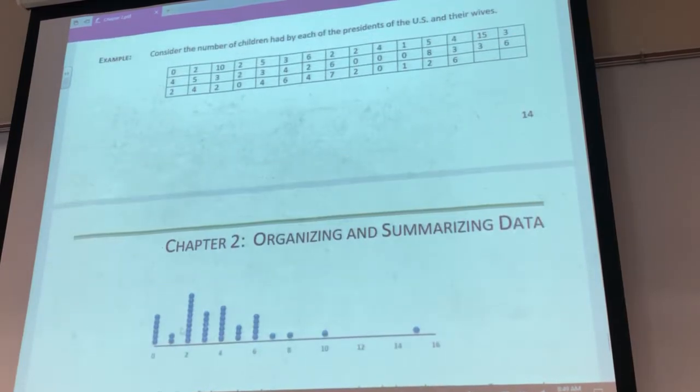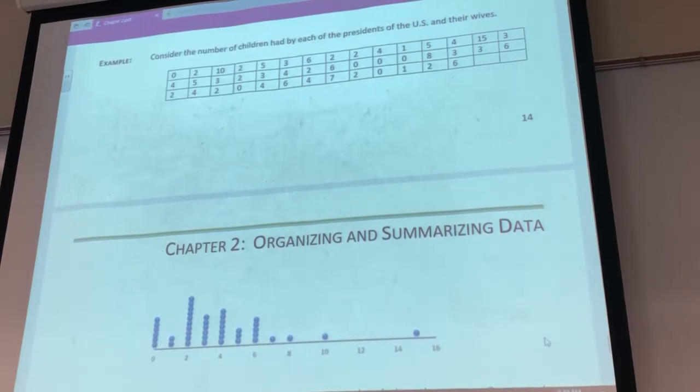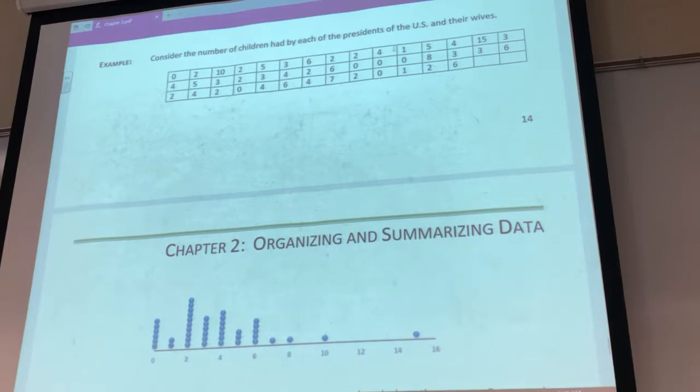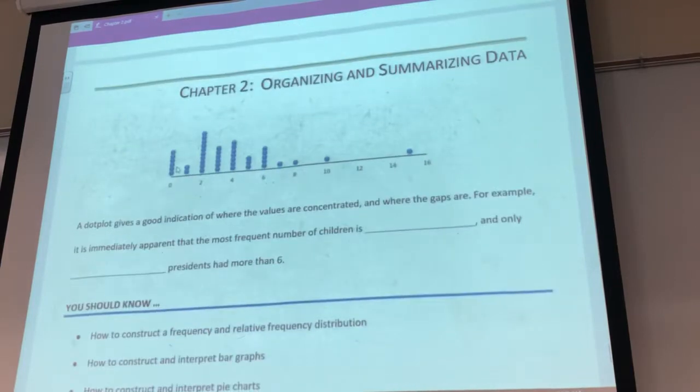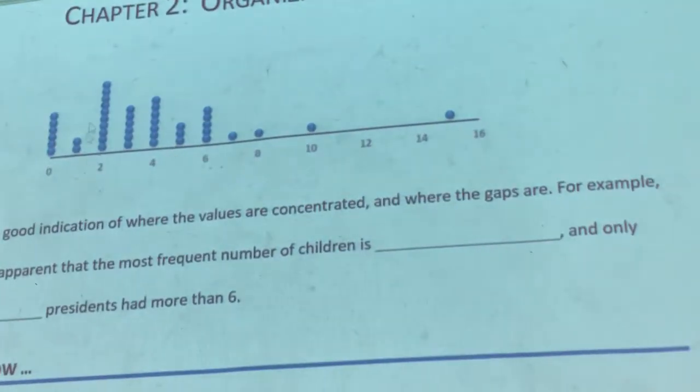Basically, we're going to take a number line, put all the numbers that we could potentially see on our number line, and then stack dots on top of each other. So if you look at the first option of 0, we've got 1, 2, 3, 4, 5, 6 zeros stacked on top of each other.